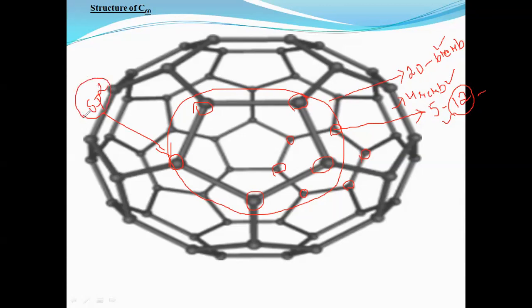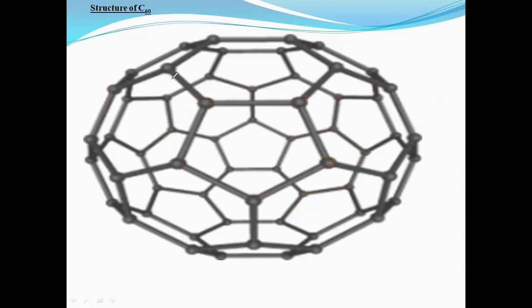So we're discussing C60. C60 is a 3-dimensional carbon nanomaterial. It is also known as Buckminster fullerene. It has a globe-like, football-like geometry, and it is made up of 4-membered, 5-membered, and 6-membered ring systems. Each carbon hybridization is sp2.